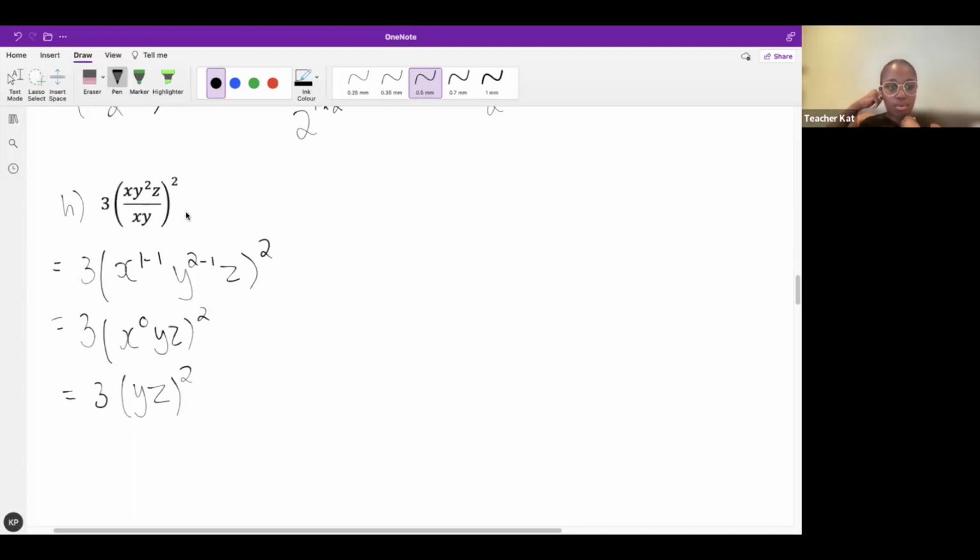What's next? What's after brackets? After brackets, we have exponents. So I put my 3 over there, and then I raise y to the power of, if I distribute my exponents, it will end up being y to the power of what? Y squared and z to the power of 2. Nice, guys. Beautiful.